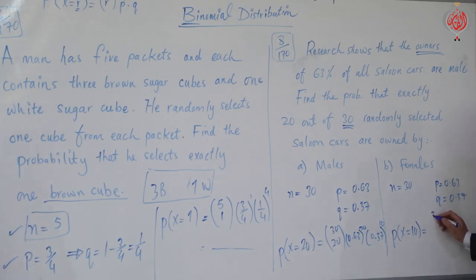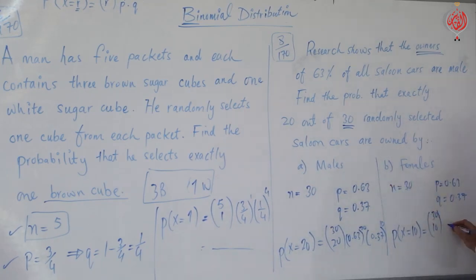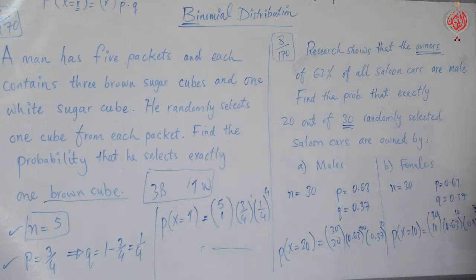So you have to write 30 combination 10, for 10 males, because I'm dealing with the same P and Q here. And here 0.63 to the power of 10, while 0.37, the probability of the salon car being owned by a female, to the power of 20. This is the answer.